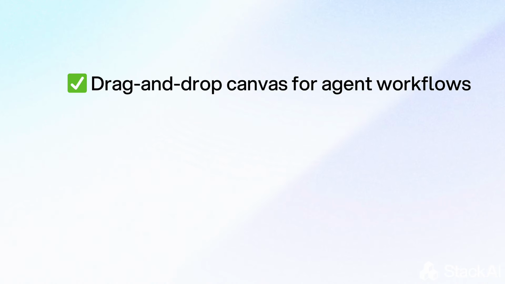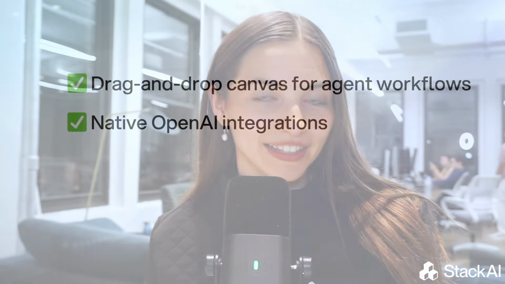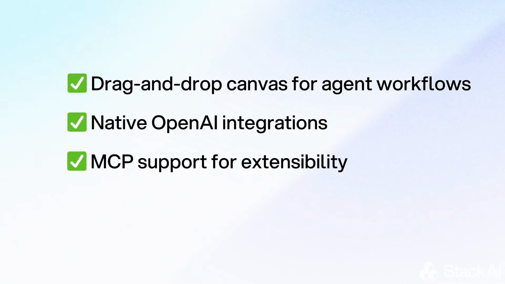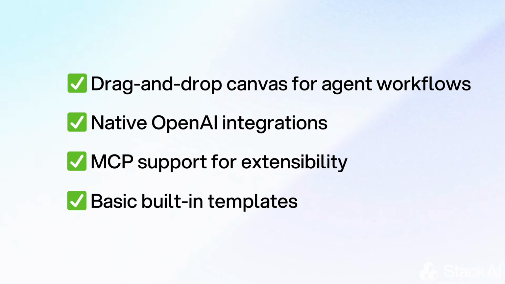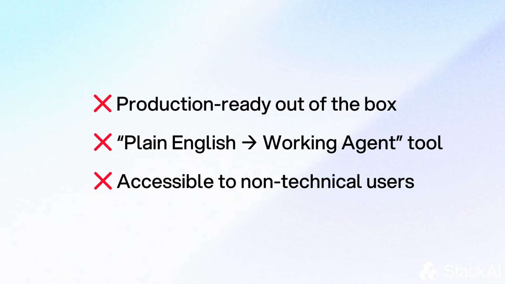on the market. AgentKit is a drag-and-drop canvas for agent workflows. It has native OpenAI integrations like GPT-5, GPT-4.1. It has MCP support for extensibility and built-in templates. What AgentKit is not: production-ready out of the box, a plain English to working agent tool, and it's not fully accessible to non-technical users.